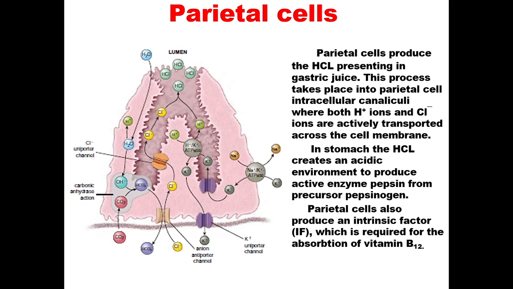Parietal cells produce the hydrochloric acid presented in gastric juice. This process takes place in parietal cell intracellular canaliculi, where both hydrogen ions and chloride ions are actively transported across the cell membrane. In stomach, the hydrochloric acid creates an acidic environment to produce active enzyme pepsin from precursor pepsinogen. Parietal cells also produce an intrinsic factor, which is required for the absorption of B12 vitamin.